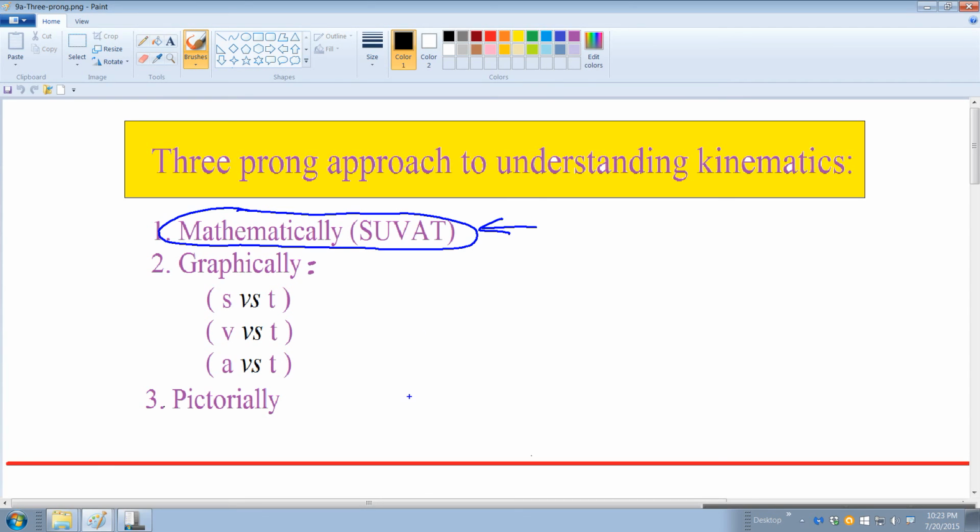But if you just mathematically understand kinematic problems using SUVAT, or even if you don't, you're not going to really understand kinematics. To really understand as well as you need to, it will help you. You will certainly learn how objects move by applying these SUVAT equations. But the other thing that you really need to do is understand how to graphically analyze kinematic problems, and then draw pictures too. So that's the three-prong approach.